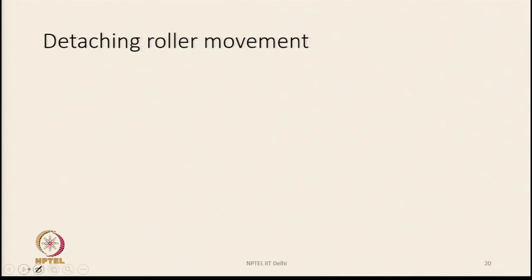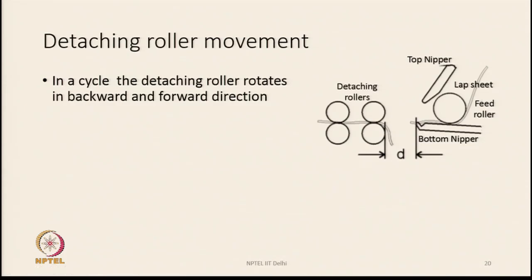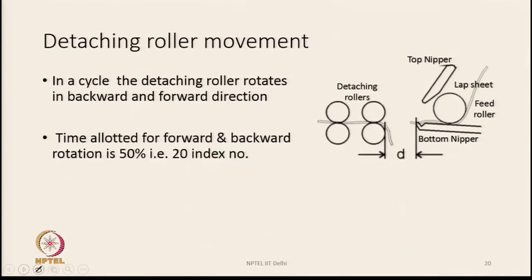The other movement is detaching roller movement. The diagram is given in the right hand side about detaching rollers. And detaching roller movement we have already discussed in some earlier lectures, that the detaching rollers rotate in backward and forward directions, that you all know. This is what is required in order to piece the comb fringes. The time allotted for forward and backward rotation is 50%, that is equivalent to 20 index numbers. The total number of index numbers is 40.